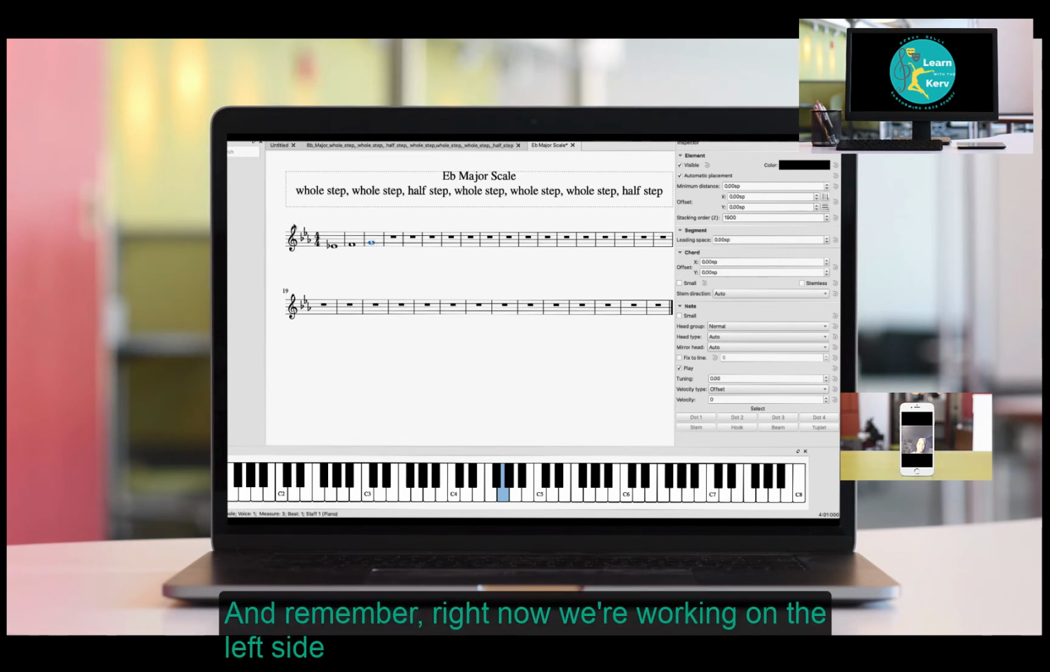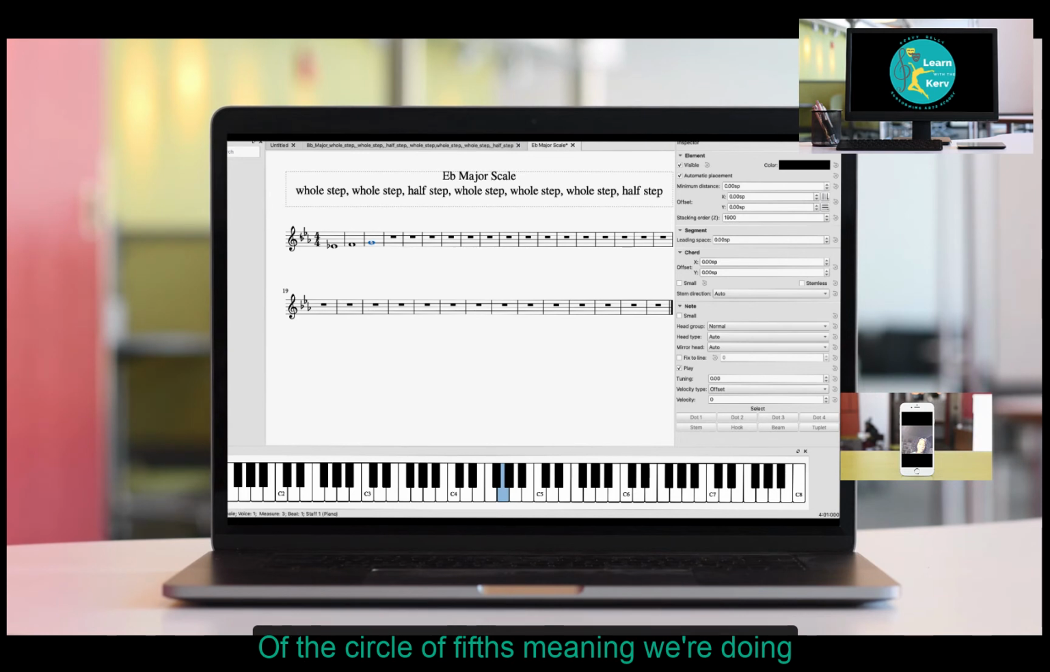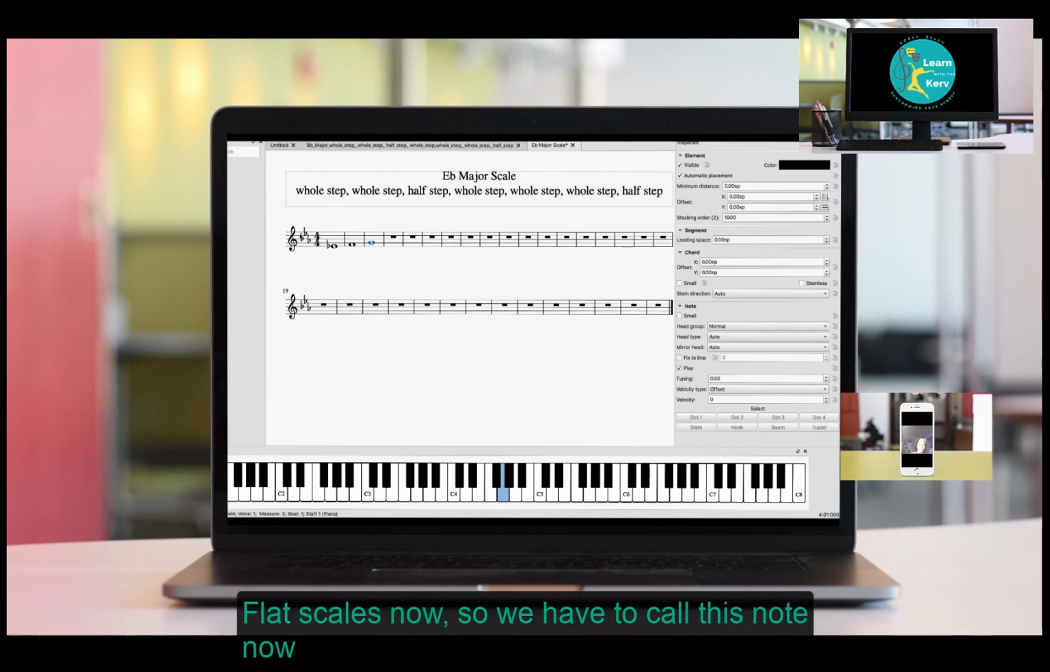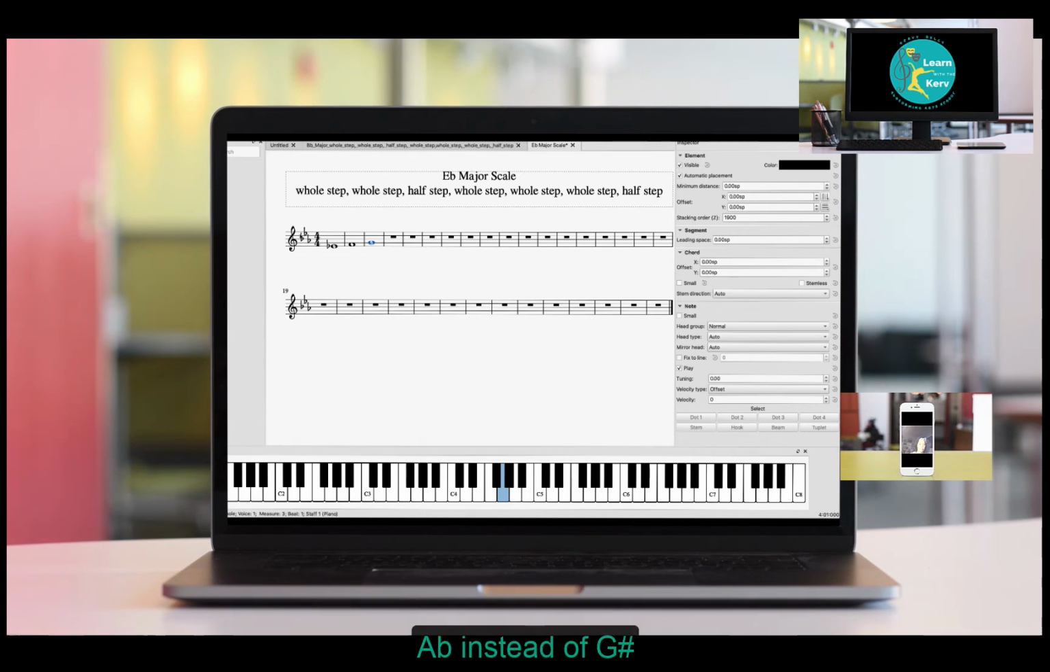And remember, right now we're working on the left side of the circle of fifths, meaning we're doing flat scales now. So we have to call this note A flat instead of G sharp. Our next note is now A flat.